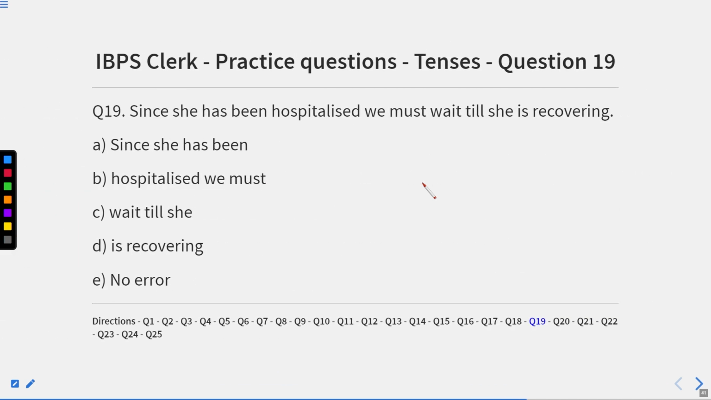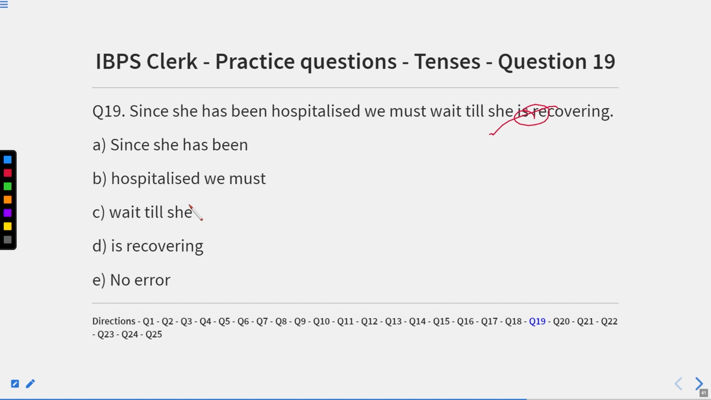Since she has been hospitalized, we must wait till she is recovering. Now, this is very, very simple again. Since she has been hospitalized is one part of the sentence. We must wait till what time? She recovers. Is recovering is just the continuous section, but we are talking about till she recovers. Whenever we have subordinate conjunction, it is always followed by the indefinite tenses. So is recovering should be replaced with recovers, because we have to wait till the time when this will happen.